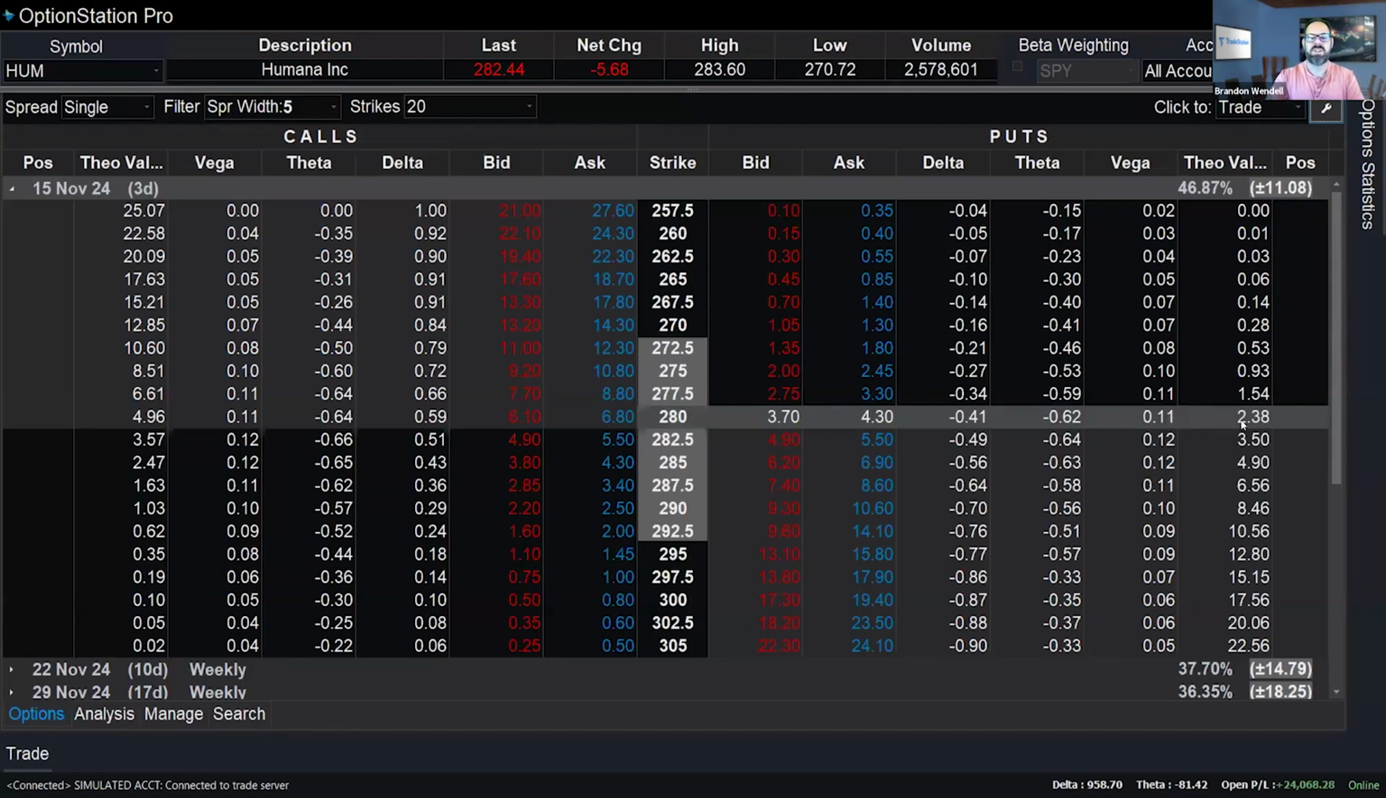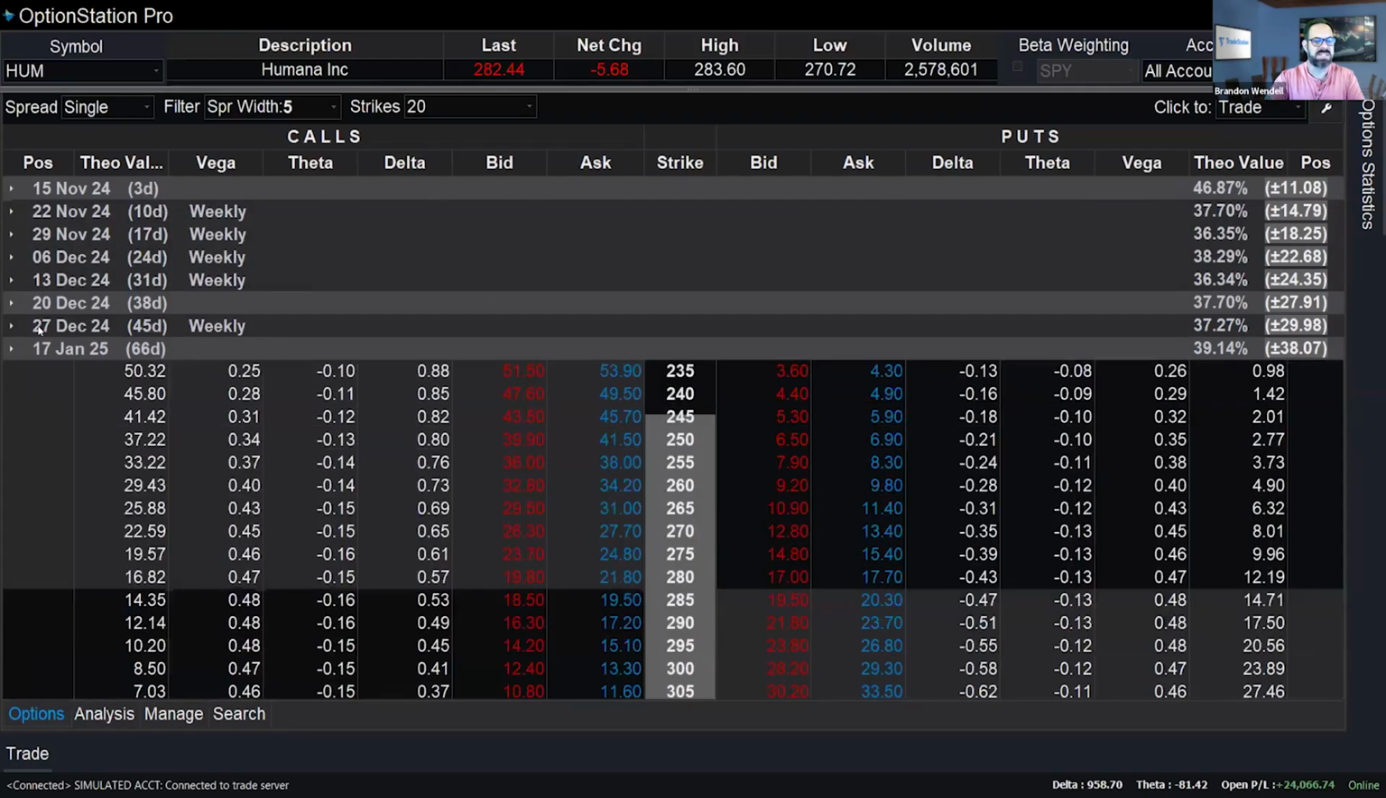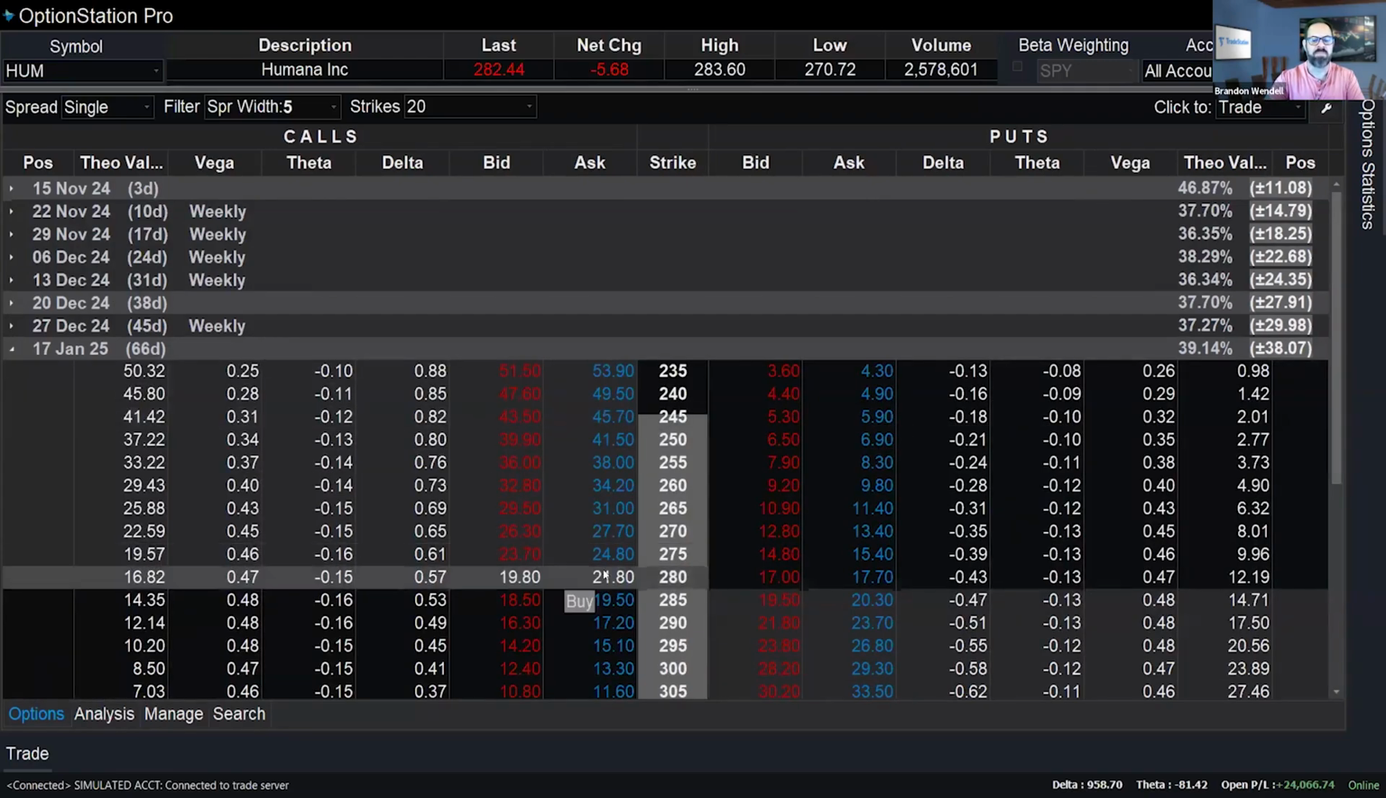So right here, we can see $2.38 is the theoretical value for the put at 280, but it's trading at 4.30 to 3.70. You don't want to buy something that's that overvalued. So let's take a look a little bit further out, perhaps. Let's go out, I don't know, 66 days here to January and see what we're looking at now.